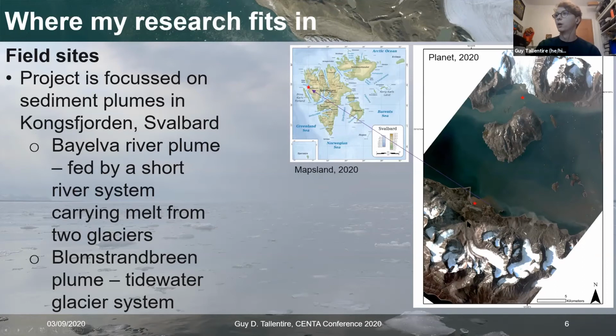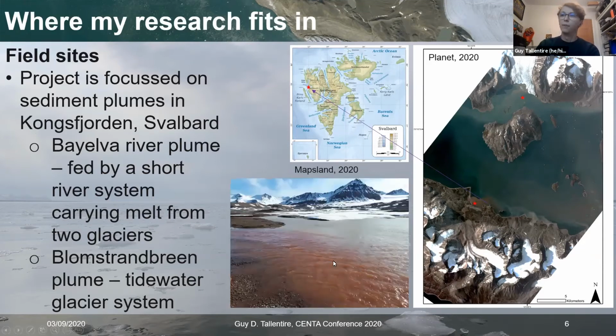I've got two field sites that I'm interested in. The first one is this plume here, which comes from a really short river system that takes melt from two glaciers, Östra and Västra Bröderbreen. This is an image of the system. You've got really red sediment from Östra Bröderbreen, the slightly bigger glacier, and the more milky colored sediment coming from Västra Bröderbreen. These mix together and then end up in the fjord, coming through a tiny little bedrock channel.